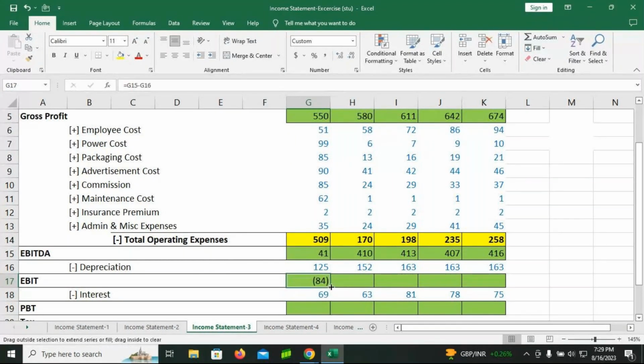So in the first year, have I got any earning? In the first year, is there any earning for me?